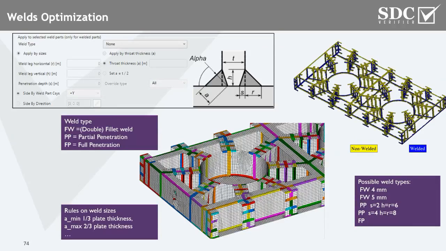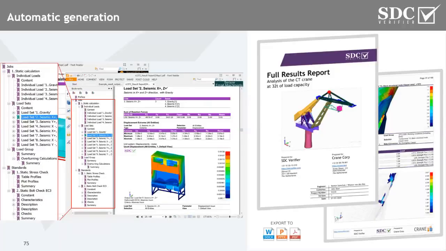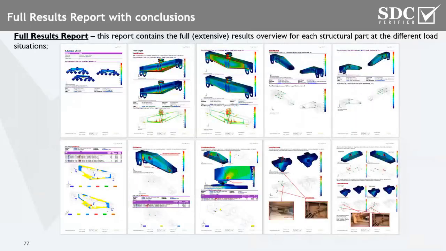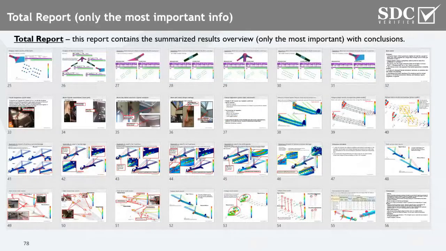So if you want to make decision, do you need to go with the full butt weld or partial penetration, whatever. We have so many information I just mentioned, and this is something that you're not going to lose, because it can be all reported with our automatic report generation. So you can export this to the Word or PowerPoint or PDF documents, any kind of information. So whether it's FEA model related things, I mean setup, or the outcomes themselves, or some extensive overview.